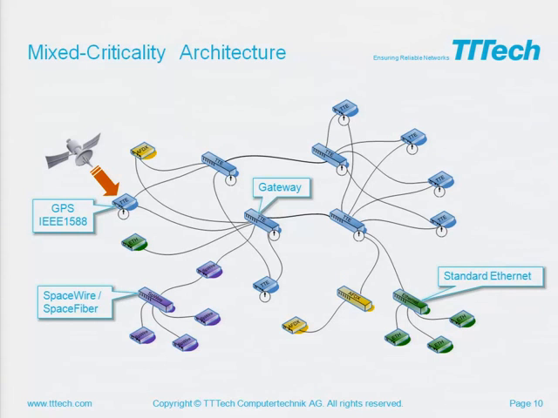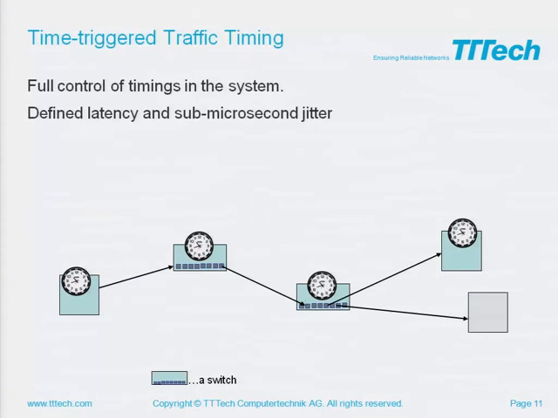It is also possible to have your gateways, for example, to space fiber. These gateways can be, for example, in the switch here, or they can be in an end system. And here you have, for example, standard Ethernet or this AFDX traffic. It can all integrate into the same network. These are just different traffic classes, but all are based on IEEE 802.3.